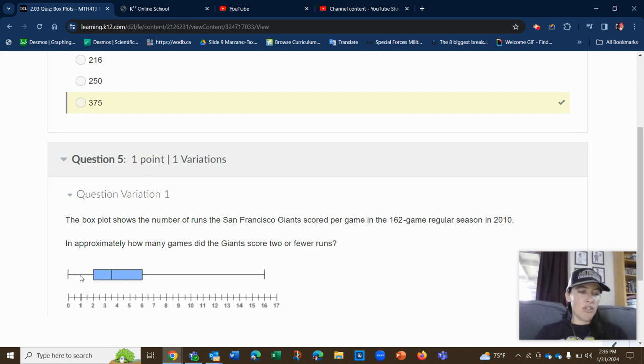Again, just getting used to reading a box plot. Well, here's the 2. 2 or fewer is down here. Notice it's just the whisker. So it's just one quartile of our data, 1/4 of our data. So you can just basically divide 162 by 4. Approximately how many games? So 16 divided by 4 is 4, so 40. And then 2 divided by 4 is a half, so 40.5. But I would say 41 games, because they're just saying approximately how many games. So that keyword makes me want to say 41.